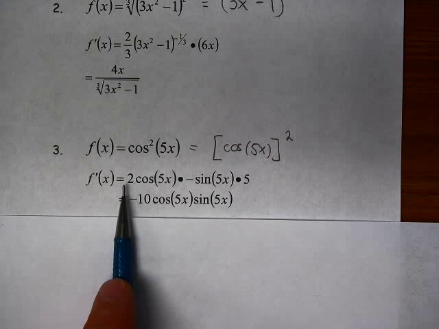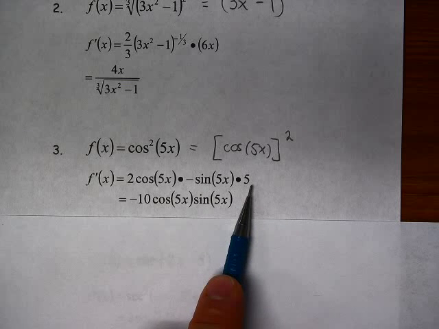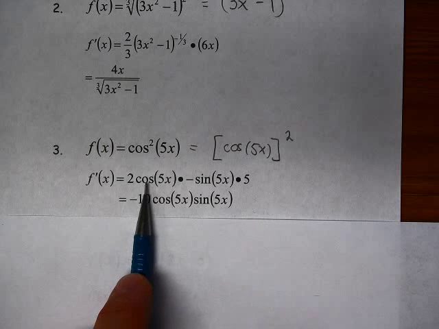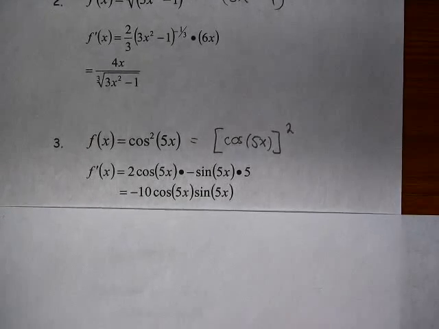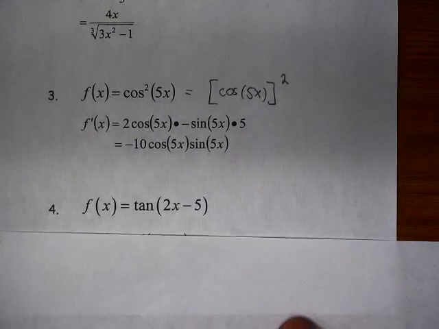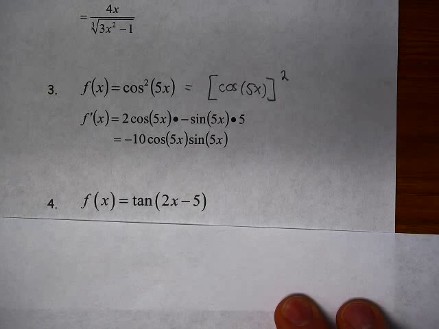Again, this final step is just cleaning this up. So the 2 and the negative 1 and the 5 give me a negative 10, and then I have the cosine of 5x and the sine of 5x. All right, one more.